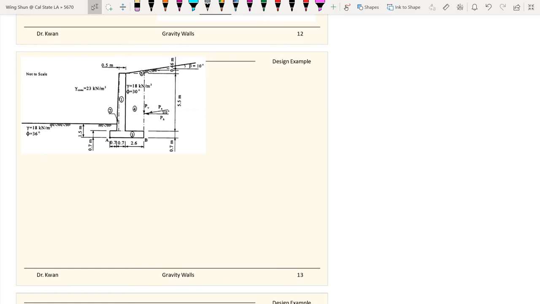This is a concrete retaining wall with a concrete unit weight of 23 kilonewtons per meter cubed. You have a sloping backfill right there with a sloping angle of 10 degrees, and the soil and wall face interaction is 10 degrees right there. So pretty much this is the friction angle between soil and the concrete face. It's the vertical face, not the horizontal foundation face. So this is only for the backfill and the concrete wall. So that is the basic geometry of this problem. And let's go through the steps and see whether this design works or not.